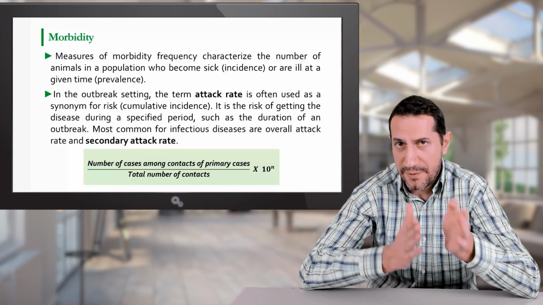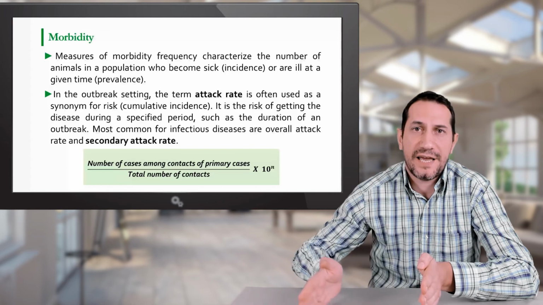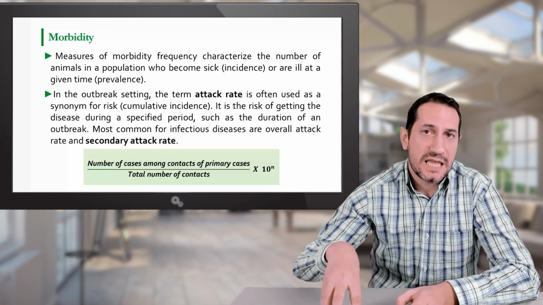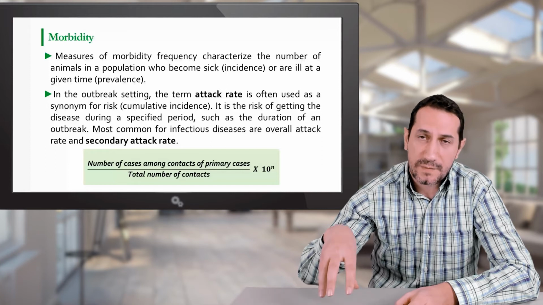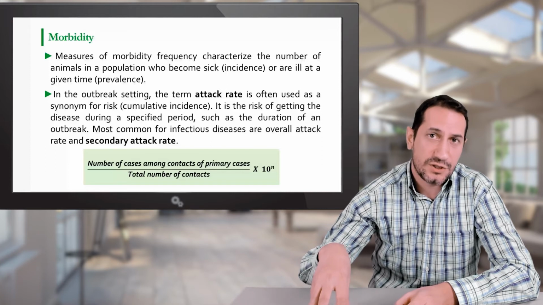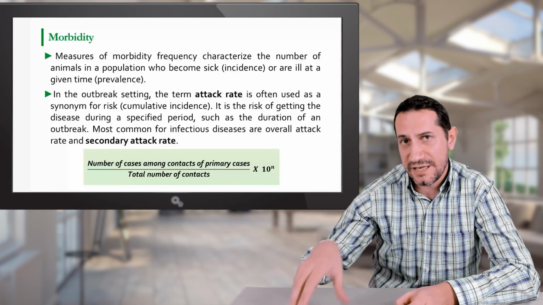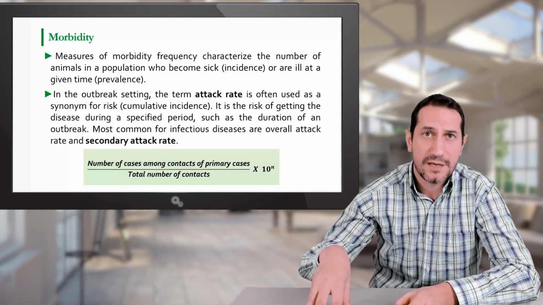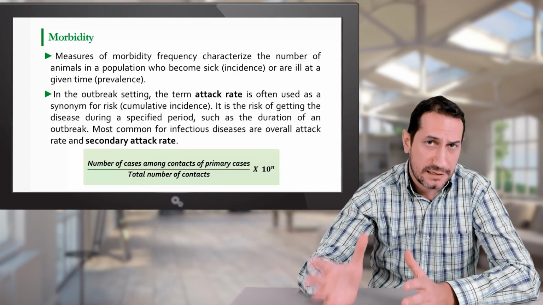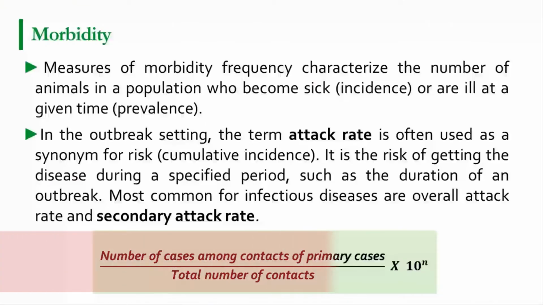So we have the primary cases which infected other cases, and the cumulative incidence in this group of contacts which develop the disease after being in contact with the primary cases is called secondary attack rate. And the secondary attack rate is calculated as the number of cases among contacts of primary cases over the total number of contacts.